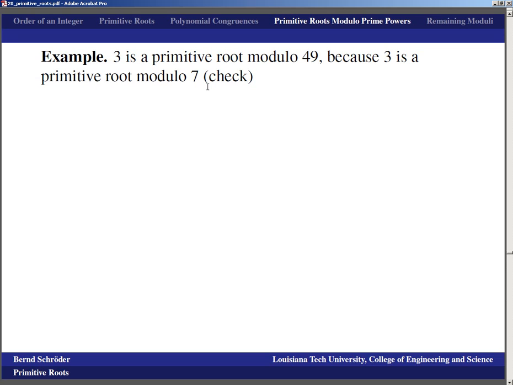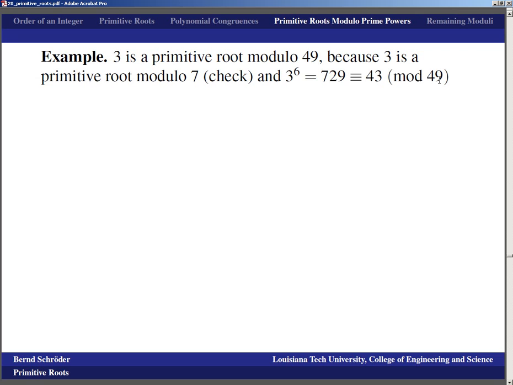So let's see, 3 times 3 is 9, which is 2 modulo 7, times 3 is 6, times 3 is 18, which is 4 modulo 7, times 3 is 12, which is 5 modulo 7, times 3 is 15, which is 1 modulo 7, and if you've counted with me, that was 6 powers of 3. So 3 is a primitive root modulo 7, we can check that. And 3 to the 6th, well, 3 to the 6th is 9 times 9, which is 81, times 9 is 729. And that's equivalent to 43, which is not 1 modulo 49.